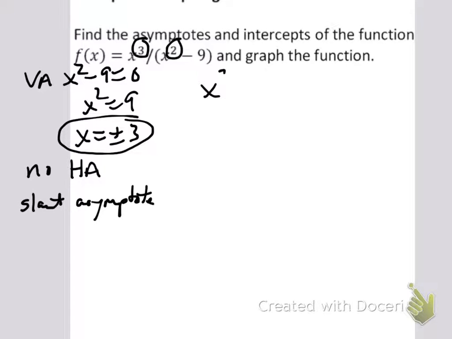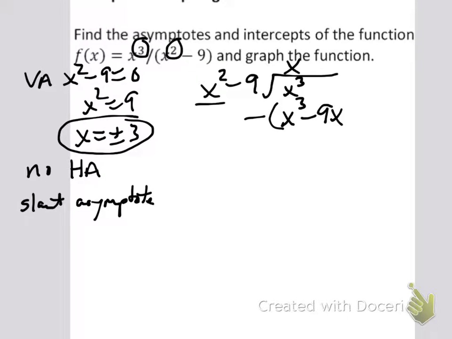We have to do long division, long division with the polynomials. So what goes on the bottom goes outside, what goes on top goes inside. How many times does x squared go into x to the third? X times. X times x squared minus 9 is x to the third minus 9x. Now I subtract that whole thing. X to the third minus x to the third is 0. Now there's a 0 here, so minus negative 9x is positive 9x.